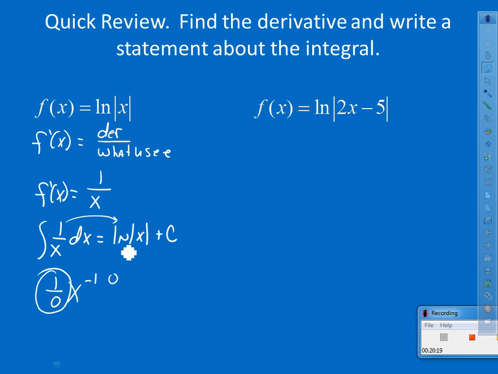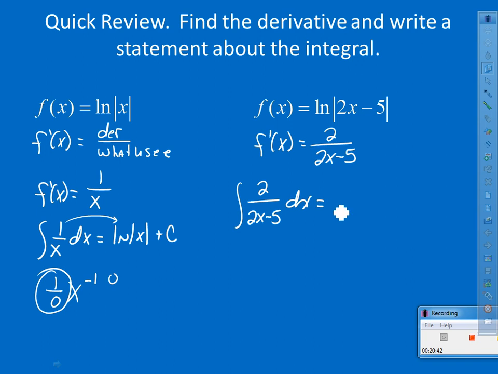But just to show you, this derivative, natural log of 2x minus 5, is the derivative of what you see over what you see. So here comes my true statement. The antiderivative of 2 over 2x minus 5 dx is the natural log of 2x minus 5 plus c. Once again, 2x minus 5 is to the first power. So you're going to be going from there to there.